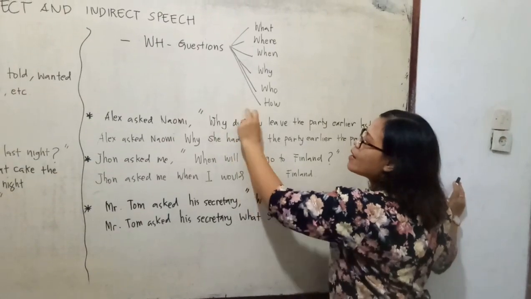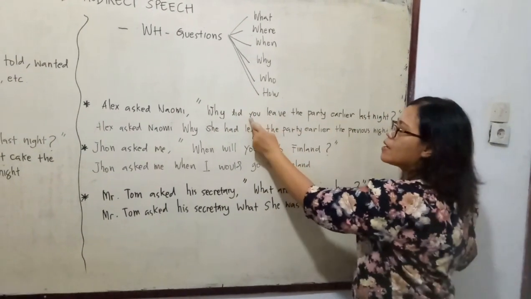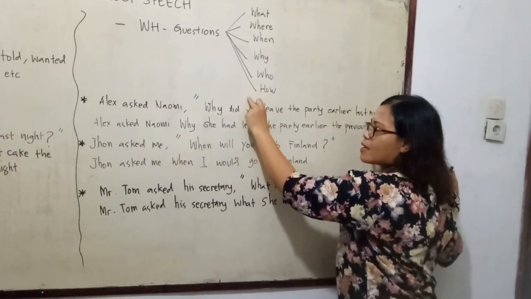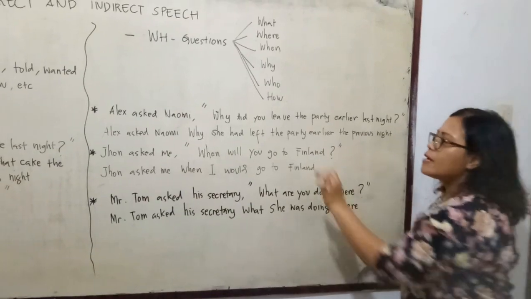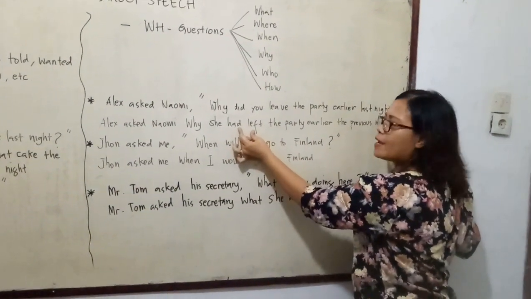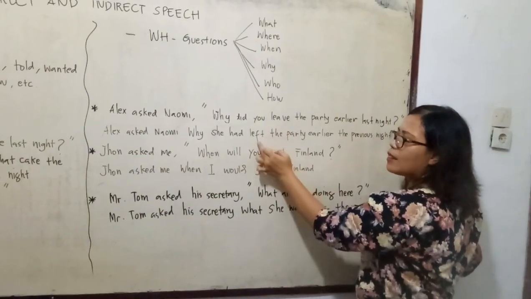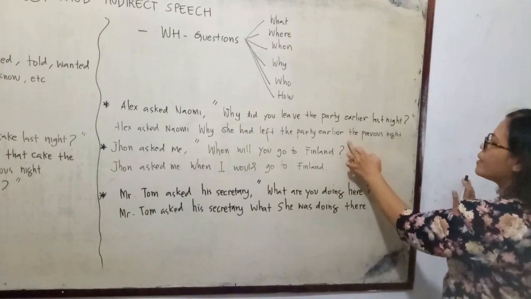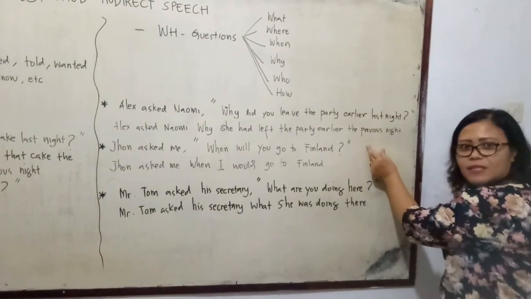Why she? And then please take a look at here, did. It means that it is simple past. So if you want to change the direct to become reported speech, simple past changes into past perfect. Okay? She had left. We need past participle, leave, left. The party earlier the previous night. Last night changes to become the previous night.